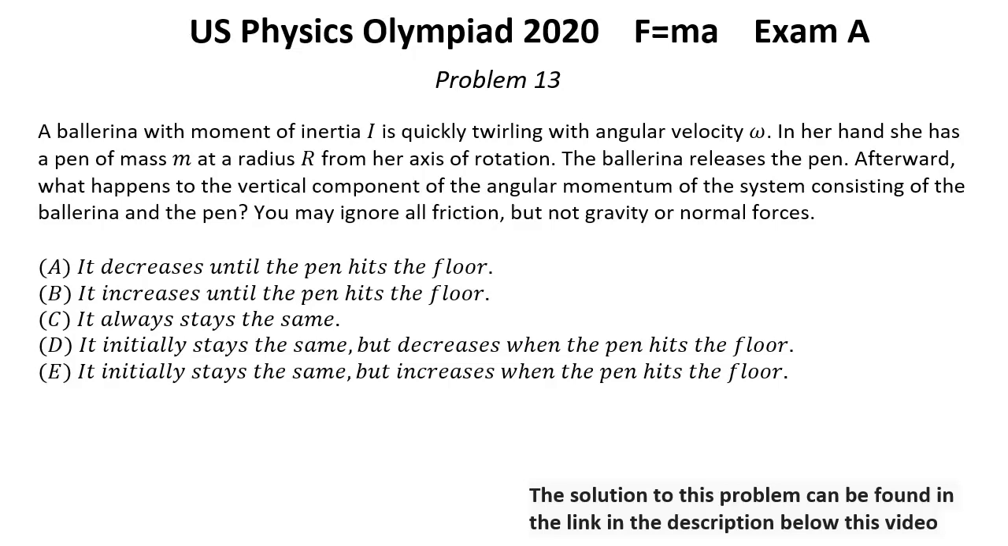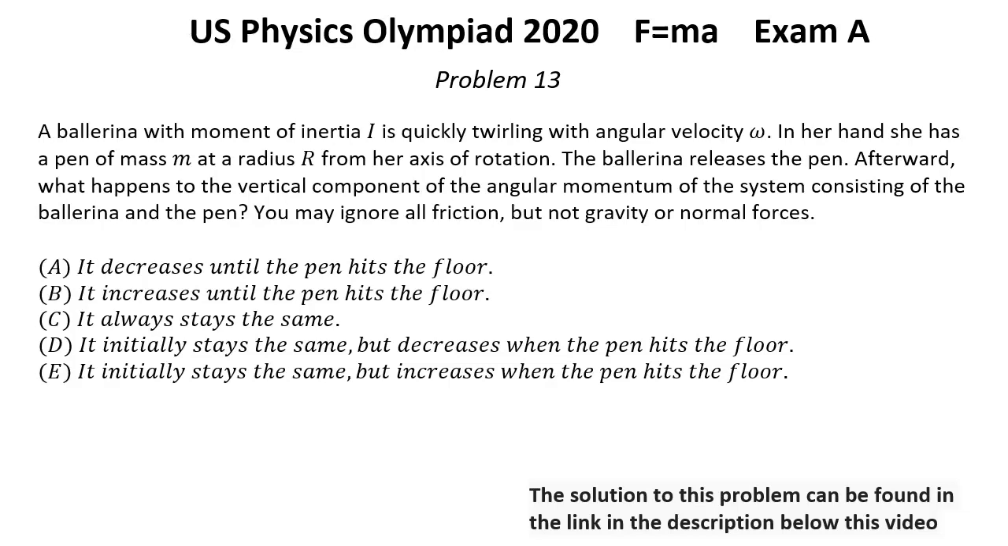Problem number 13. A ballerina with a moment of inertia I is quickly twirling with angular velocity omega. In her hand she has a pen of mass m at a radius r from her axis of rotation. The ballerina releases the pen. Afterward, what happened to the vertical component of the angular momentum of the system consisting of the ballerina and the pen? You may ignore all friction, but not gravity or normal forces. Solution for problem number 13.